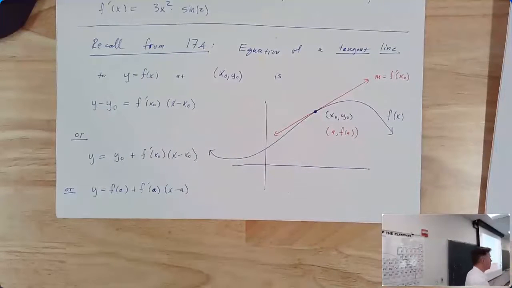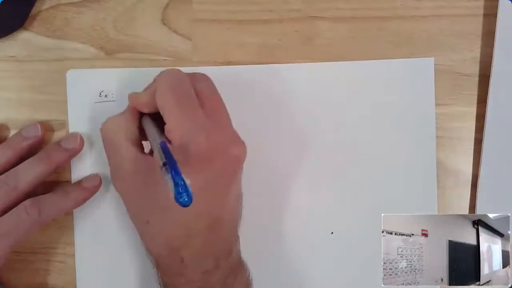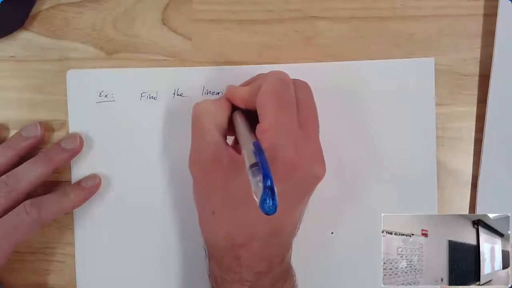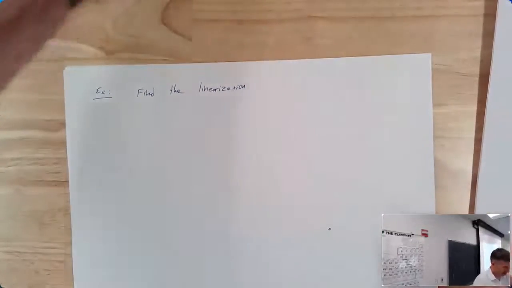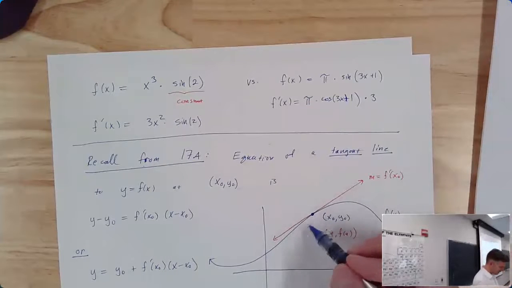You might not remember this very well. It's not the most important thing in 17A, but the thing we often use this for is approximating things. For example, we're going to do two things. We're first going to find the linearization. Linearization is a fancy word for the tangent line. You're just saying this function, I want to approximate it with a line near that point.